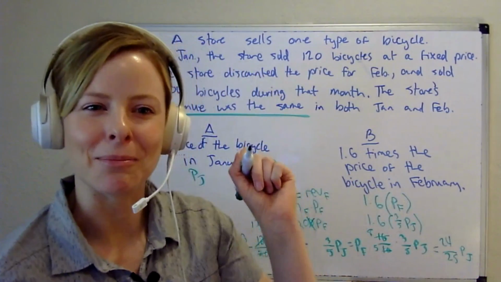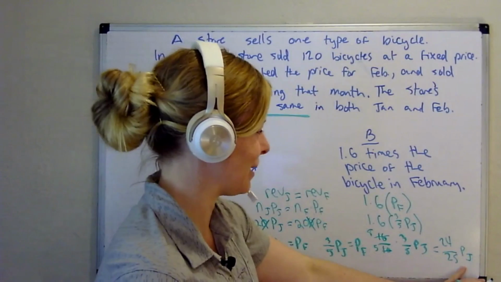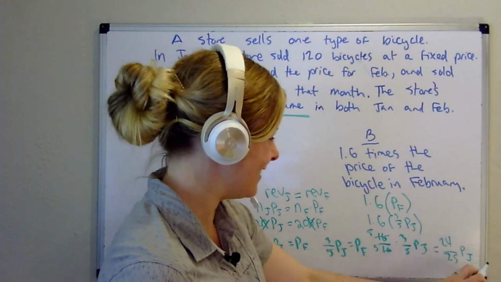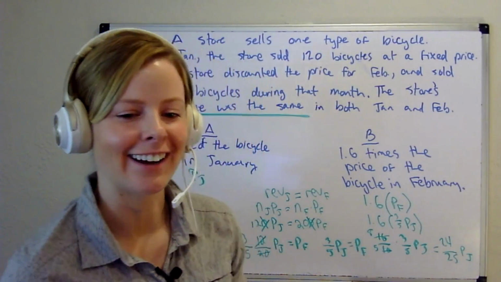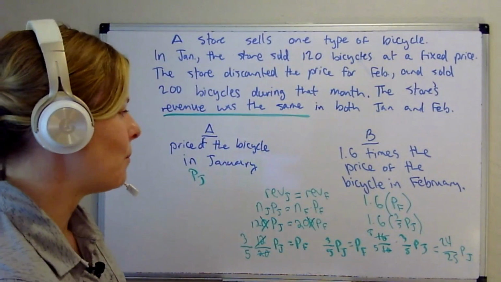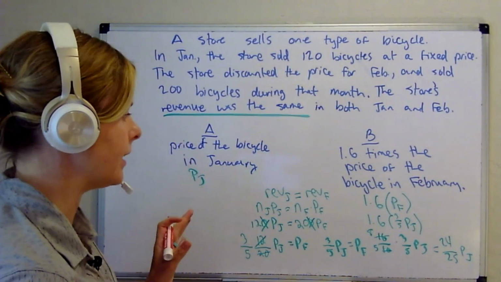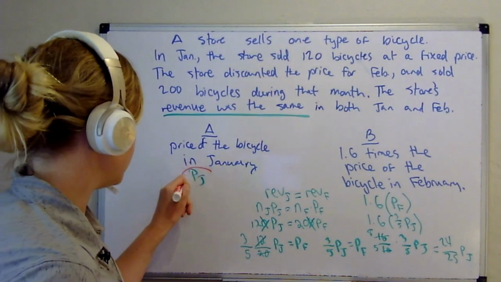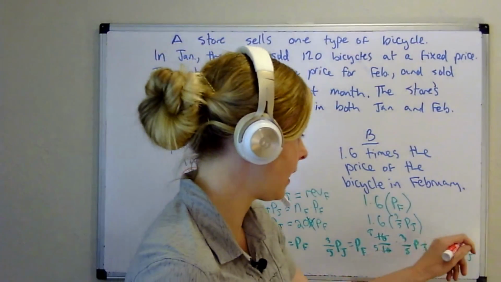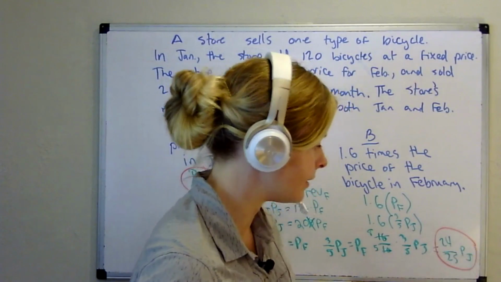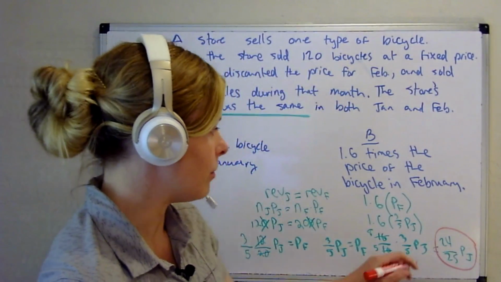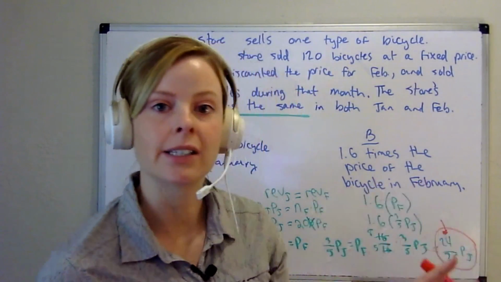And that right there is why it's important to check your work. I just had written that variable incorrectly, but just by checking, now I know I've got it right. So what we have here as our final comparison of these two values is the price in January, and we are comparing that to 24 out of 25 times the price in January. This number is, of course, less than 1.